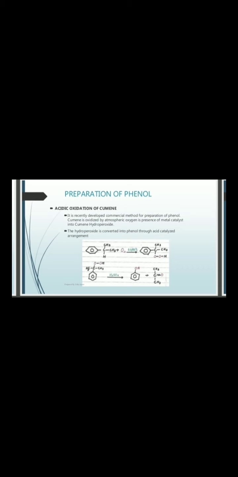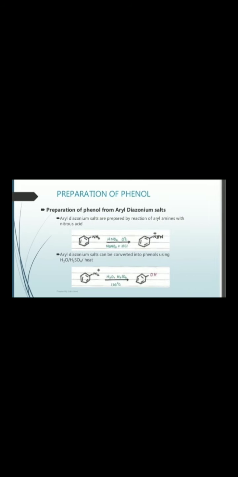This is the third method for preparation of phenol. Next is preparation of phenol from aryl diazonium salt. Here you can look at the screen to see how the aryl diazonium salt looks. Aryl diazonium salts are prepared by the reaction of aryl amine with nitrous acid.